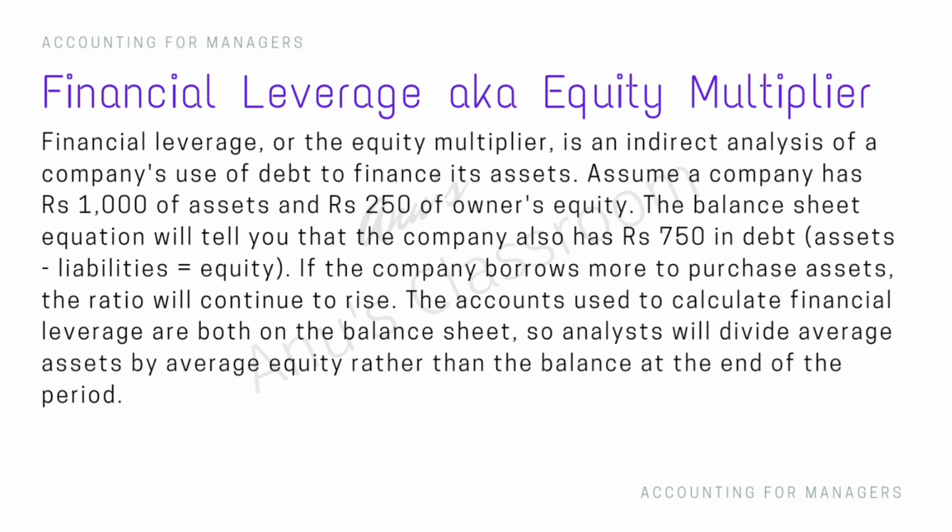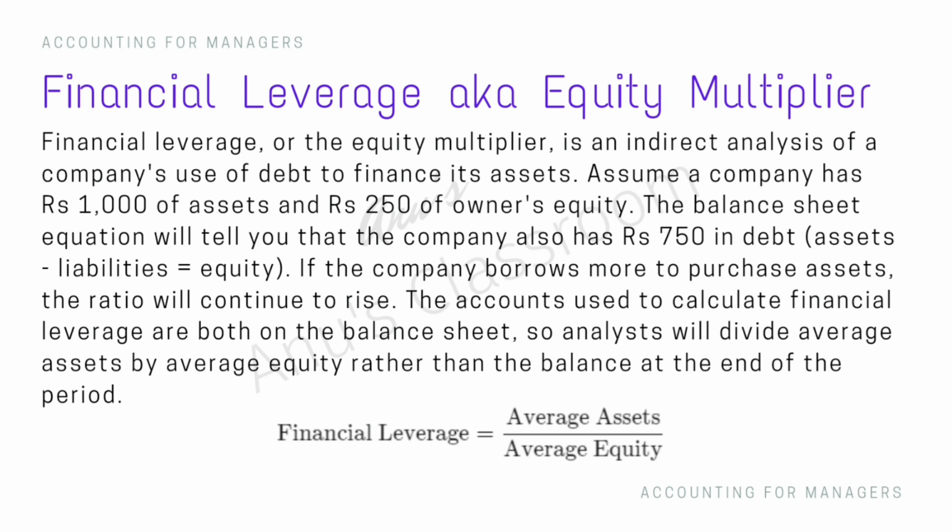Next is the financial leverage or the equity multiplier. It is an indirect analysis of a company's use of debt to finance its assets. So assume that the company has 1000 rupees worth of assets, and in that 250 rupees is owner's equity. The balance sheet equation will tell you that the company has 750 rupees in debt, right? So if the company borrows more to purchase assets, what will happen? Again, the debt to equity ratio will increase, right?